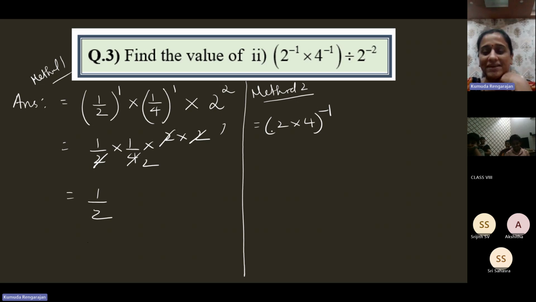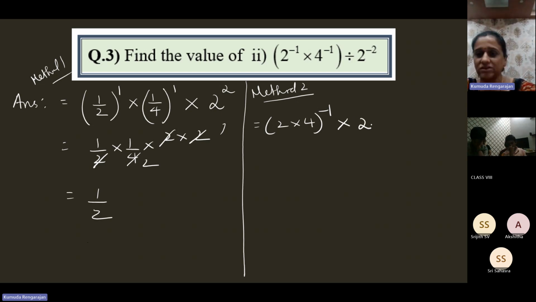Okay. So when bases are different, but the power is the same and it's multiplication, you can multiply the bases and raise it to the same power. Next one, division becomes multiplication and you'll have to write the reciprocal. So choose which one you want. You want the reciprocal where you can get a positive power.